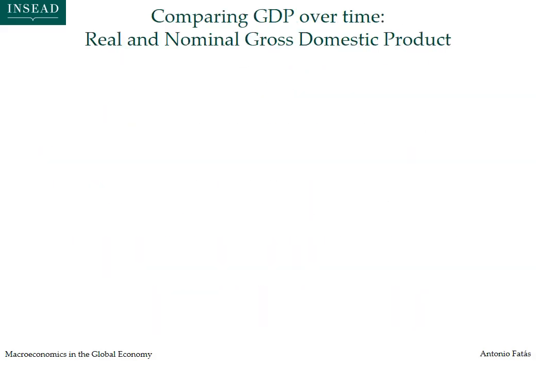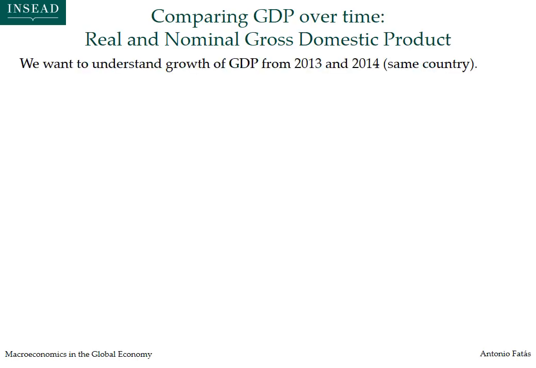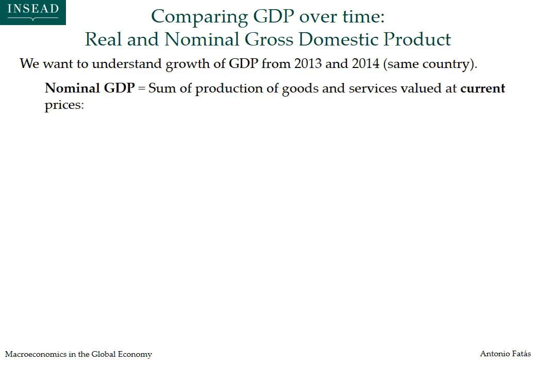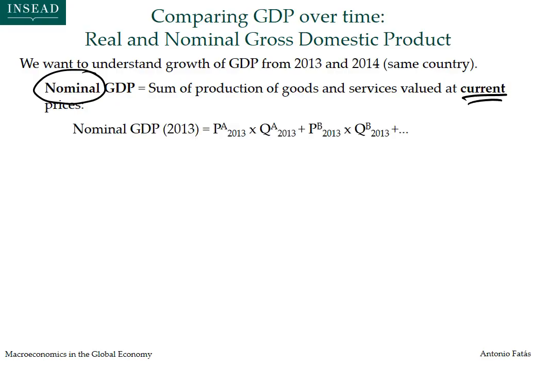Now, how do we compare performance of a single country over time? So this is the challenge that we have now. We have GDP numbers for 2 years, same country, but 2 years, let's say 2013, 2014. Now, these numbers will be expressed in value using the prices of the year that they correspond to. Now, the way we're going to refer to this GDP, we're going to call it the nominal GDP. Whenever we use current prices, prices of the same year, we have the nominal GDP for that year.